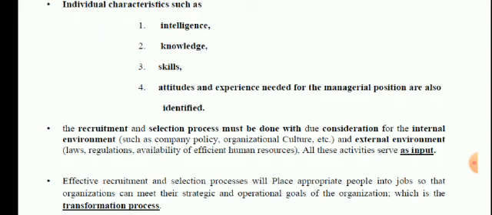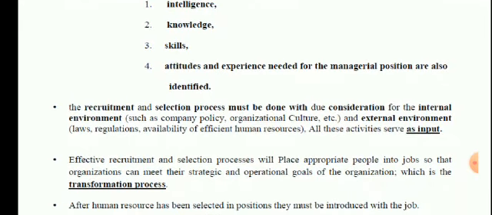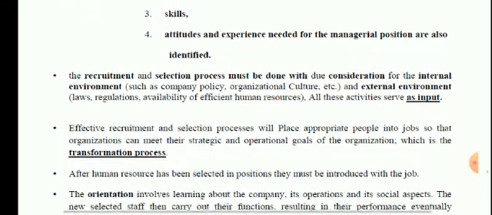Next one, transformation process. How can the manager or the employee be transformed? Effective recruitment and selection will place appropriate people into jobs so that organizations can meet their strategic and operational goals, which is the transformation process. Appropriate people at appropriate positions, so that the organization can meet its objectives and goals.